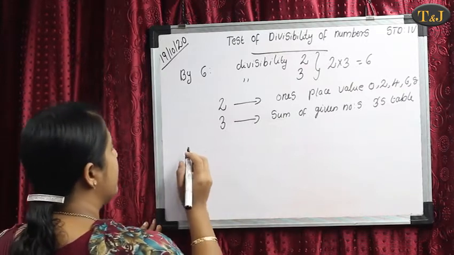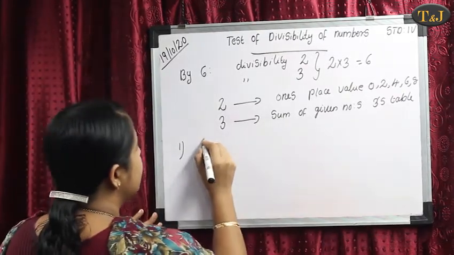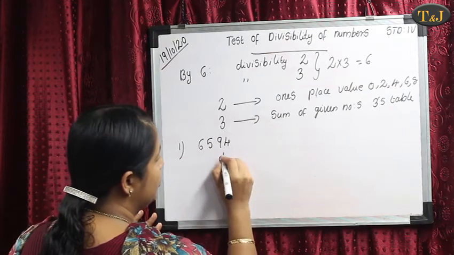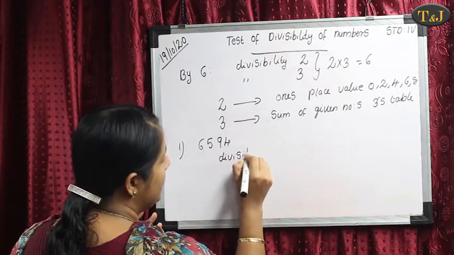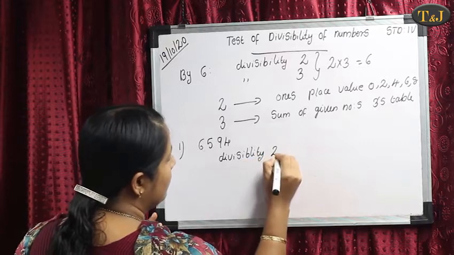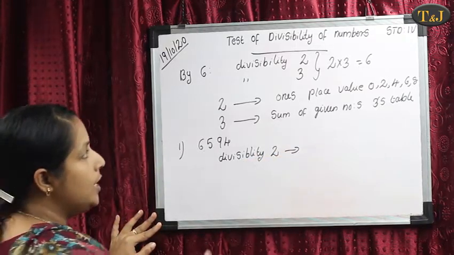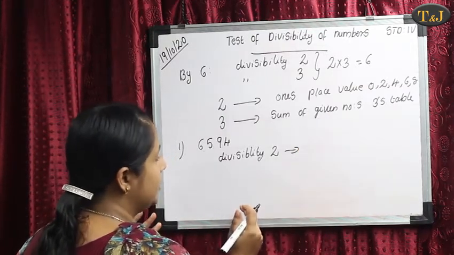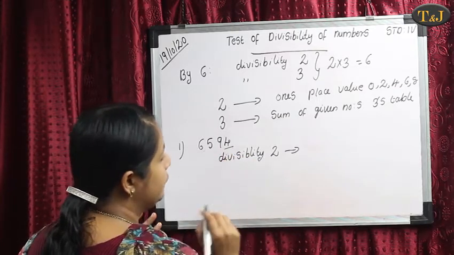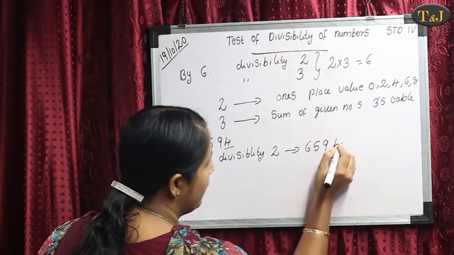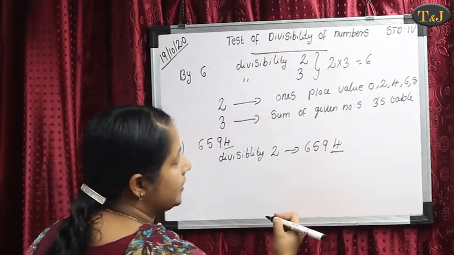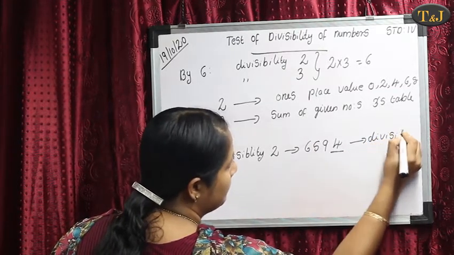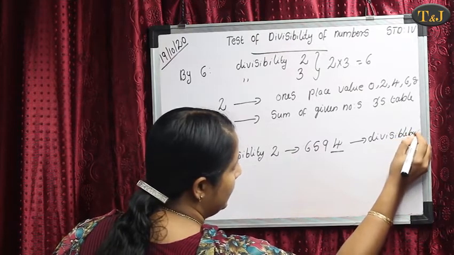Okay, I will explain with the help of an example. Our first example, take the number 6594. First, we check the divisibility by 2. How can we check the divisibility by 2? If the 1's place value is 0, 2, 4, 6, or 8, it is divisible by the number 2. Here our 1's place value is 4. So the condition is satisfied, and it is divisible by the number 2.